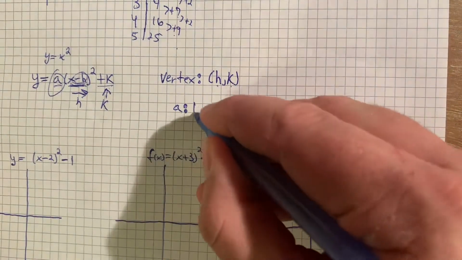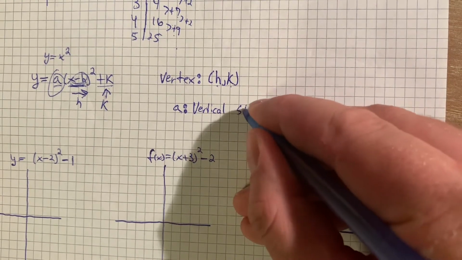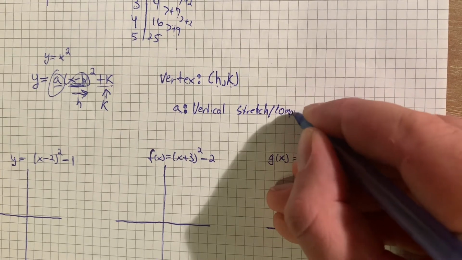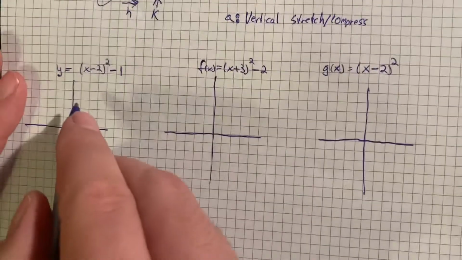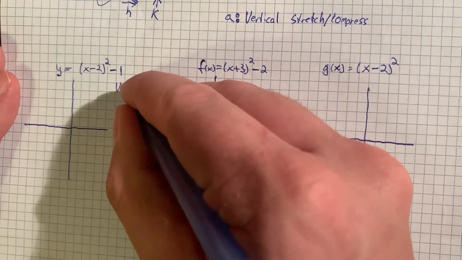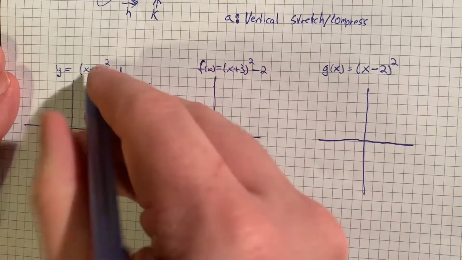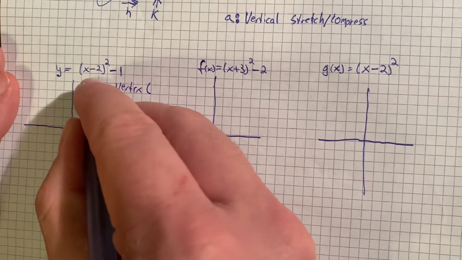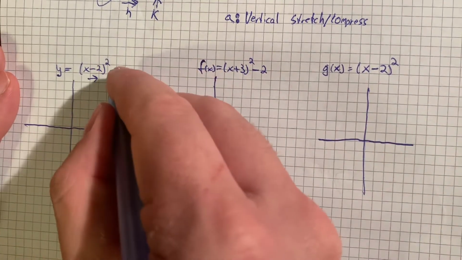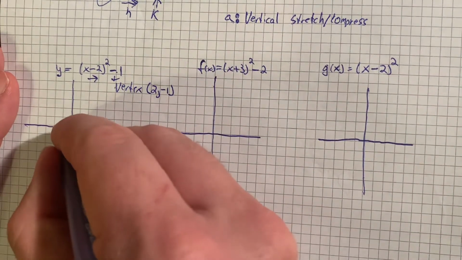This is a vertical stretch if it's greater than 1, or a vertical compression if the value is less than 1. We talked about that last unit, and it will apply here. Let's look. Where is the vertex? Well, the vertex is going to be backwards from what you would think. This is the shift left to right. So this is to the right by 2. So the vertex is at 2 and down by 1. So (2, -1). And we can put that on the graph.